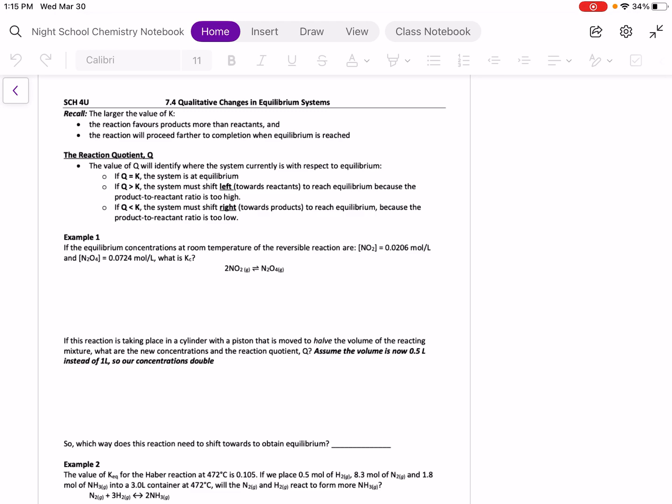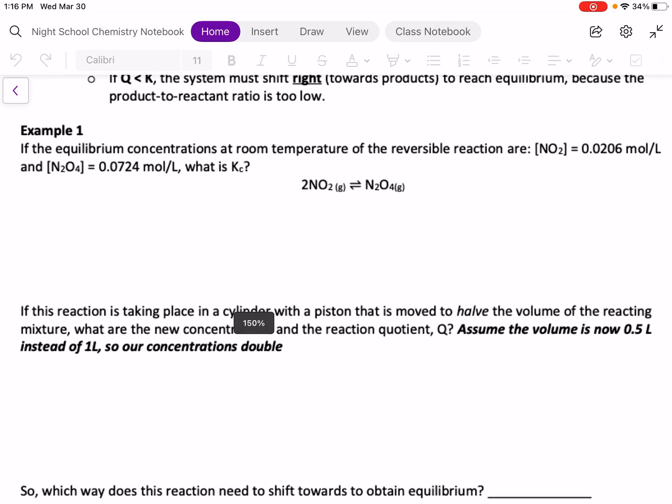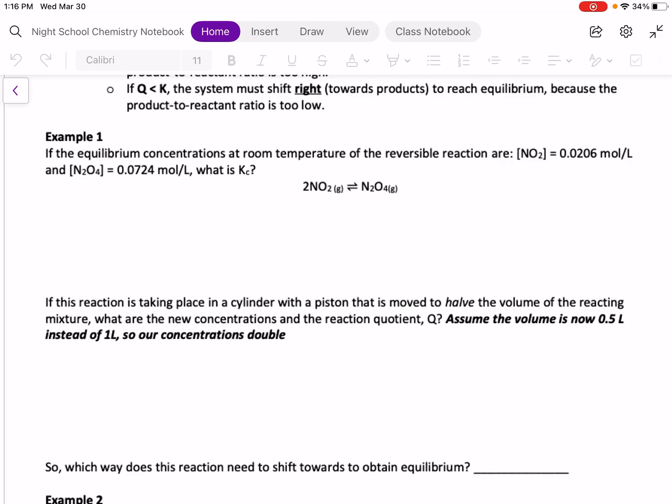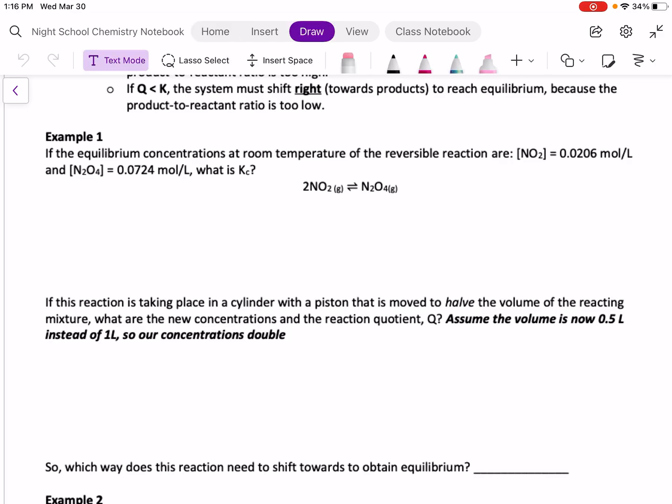When Q is greater than K, the system must shift towards the left, towards more reactants to reach equilibrium, because we have more products than reactants, so we need to go back to our reactants. If Q is less than K, the system must shift to the right towards the products to reach equilibrium, because the product to reactant ratio is too low. We can do that with the following equations here.